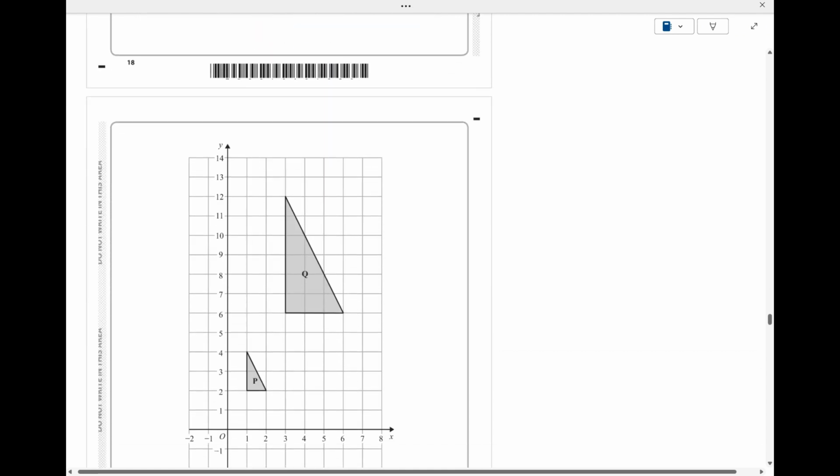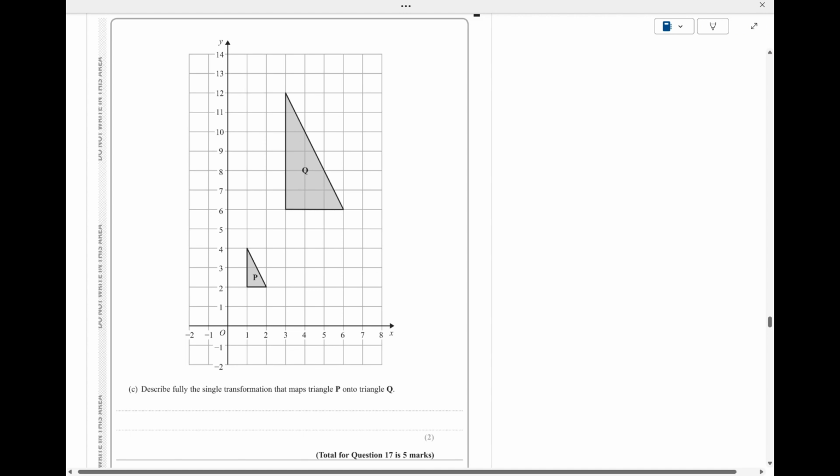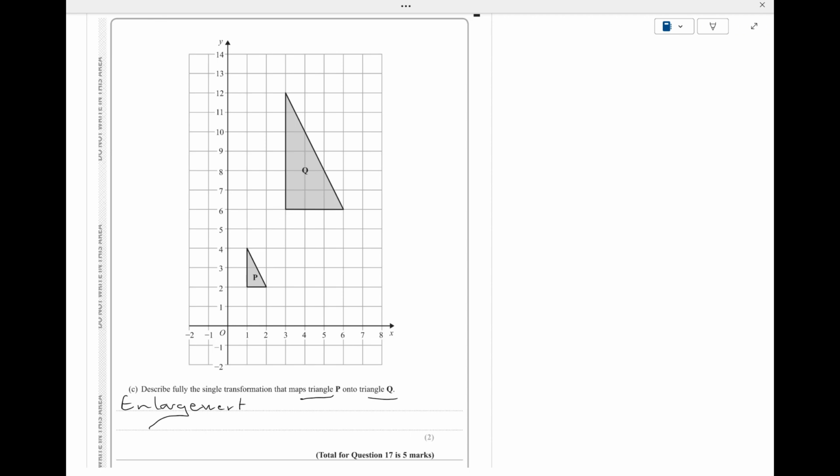Oh, I haven't quite finished the question yet. Look, here's another one. Describe fully the single transformation that maps P onto Q. Well, it's an enlargement, isn't it? So that's the first thing I must say. I also have to say the scale factor. Well, this has a base of 1, that has a base of 3. So the dimensions have trebled, haven't they? So the scale factor is 3.